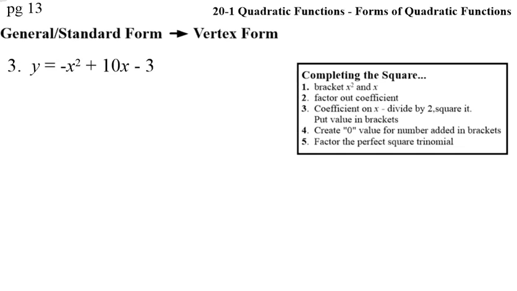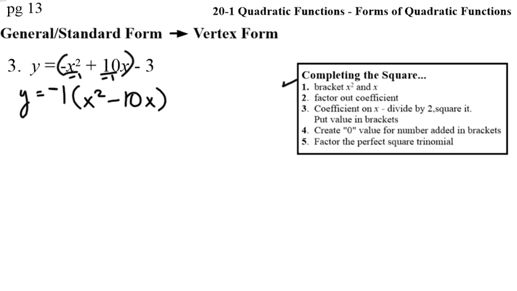Here we go. Next one, number 3. Let's give it a try. Some people stress out because technically there's no number in front to factor out. So we bracket x squared and x. What are we going to factor out? I want x squared to be by itself, so I'm going to factor out a negative 1. Divide by negative 1, divide by negative 1, leaves me with x squared minus 10x, and I still have the subtract 3. We factored out the coefficients.